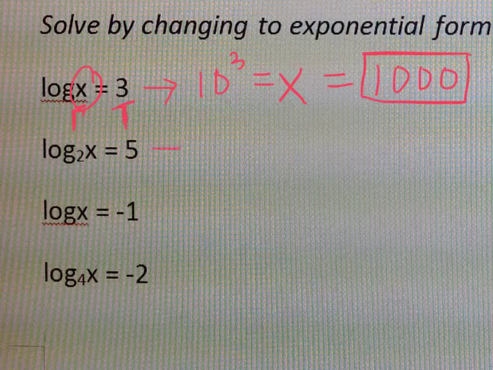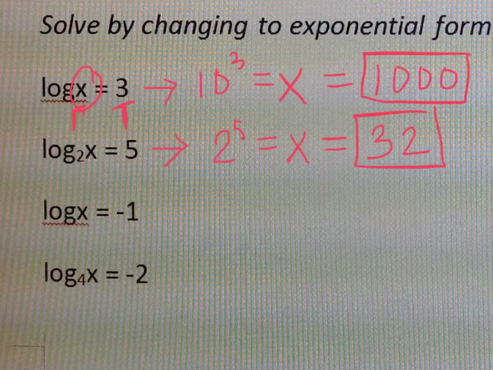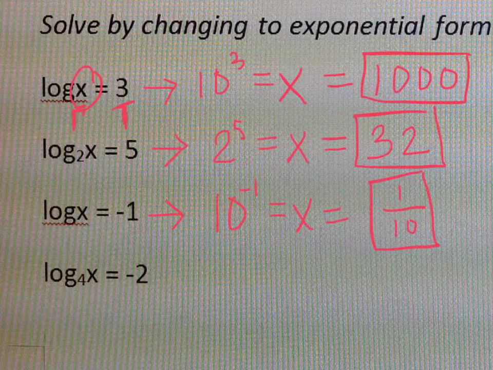For the next one, I'm going to say that 2 to the fifth power is x. And we know 2 to the fifth is 32. As we move on, we're back to the common base. So we're back to 10 to the exponent of negative 1 is what our x value is. And I'm just going to leave that in fraction form here, 1/10. And lastly, 4 to the negative 2 is x. And so that's 1 over 16.